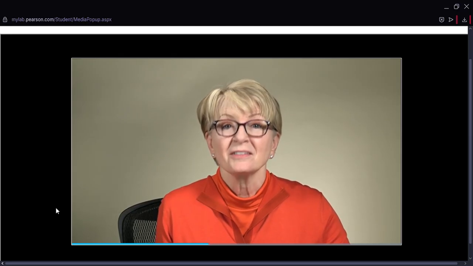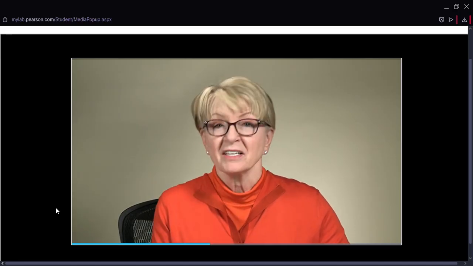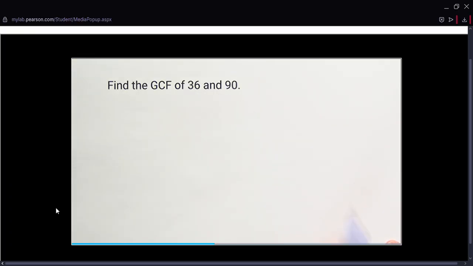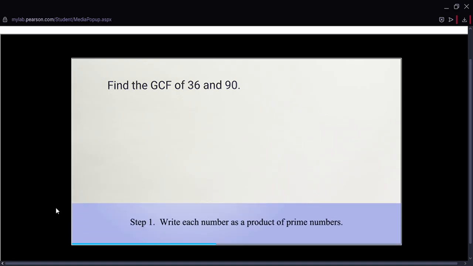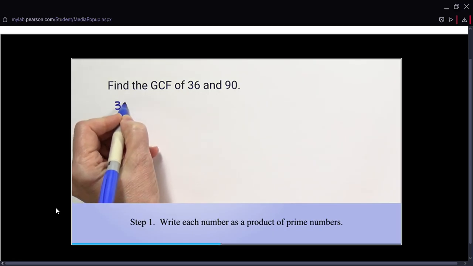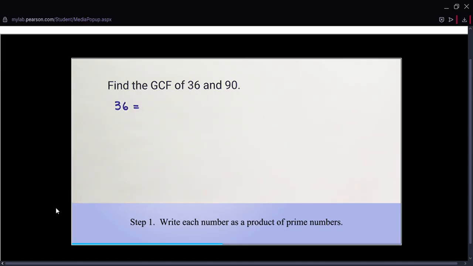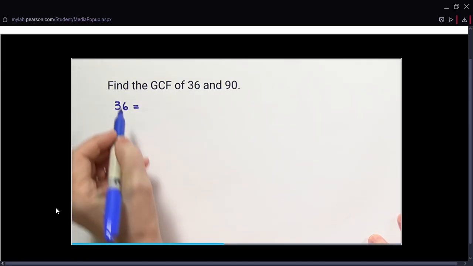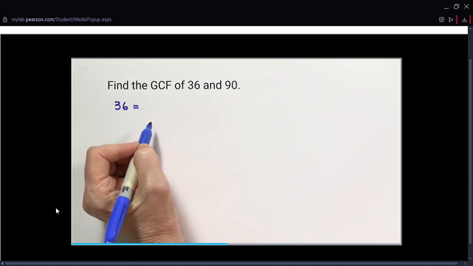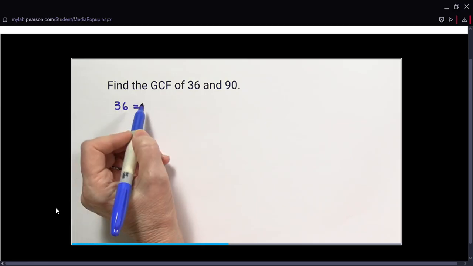But right now, let's learn a method so you'll have something to go to in case you don't know what the greatest common factor is by sight. So here I've got 36 and 90, and greatest common factor. First, we'll write each number as a product of primes. Now, how you do this is certainly up to you. I usually just think of two numbers whose product is 36, and I'm not including 1. Remember, 1 is not a prime number.